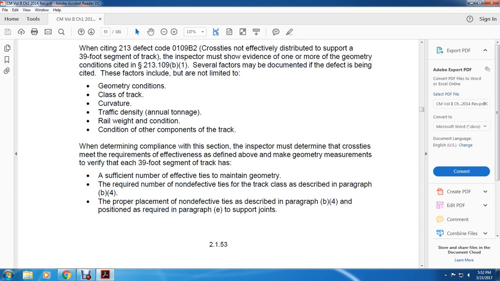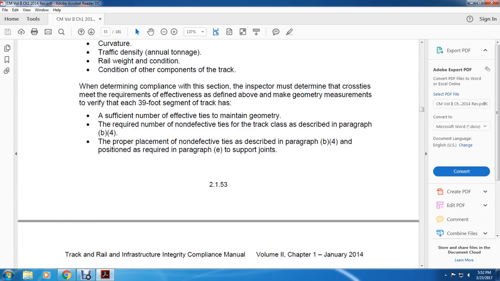When determining compliance with the section, inspectors may determine that the cross ties meet the requirements of effectiveness as defined above, and make the geometry measurements to verify that each 39-foot segment has a sufficient number of effective ties meeting the geometry required for the track class described in paragraph B4, proper placement of non-defective ties described in paragraph B4, and the position required in paragraph E to support the joints.